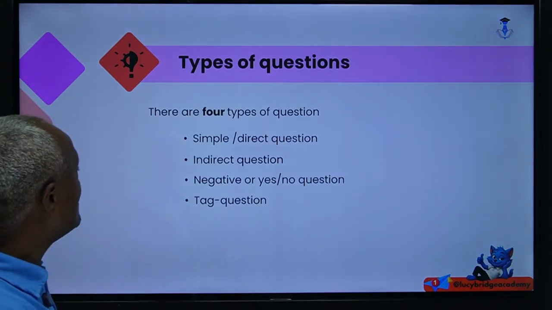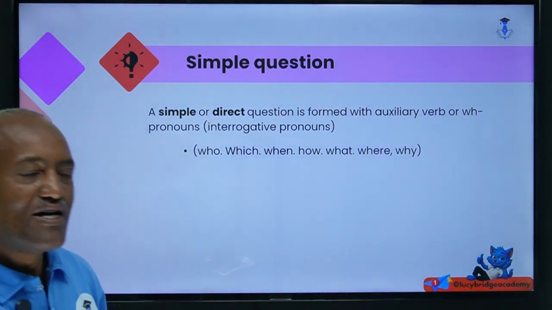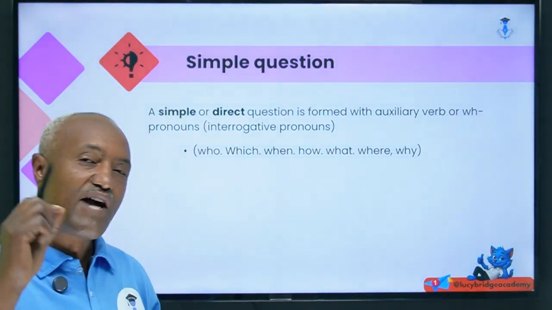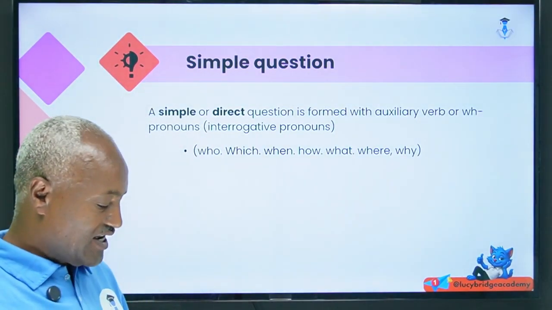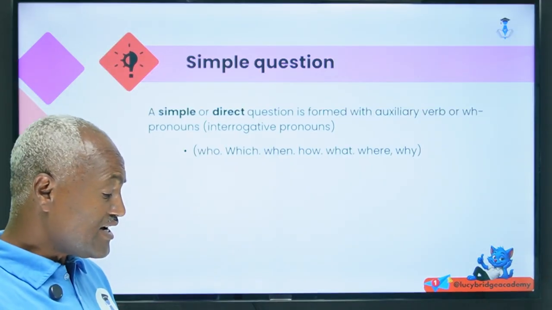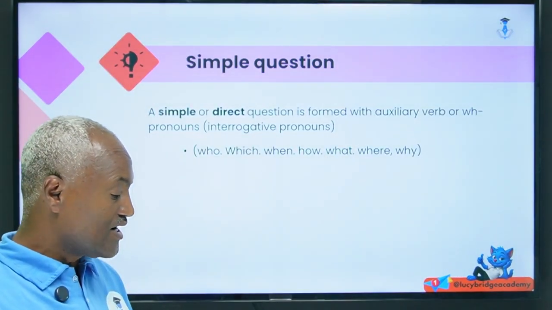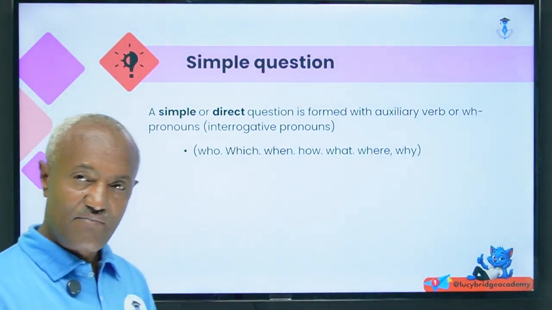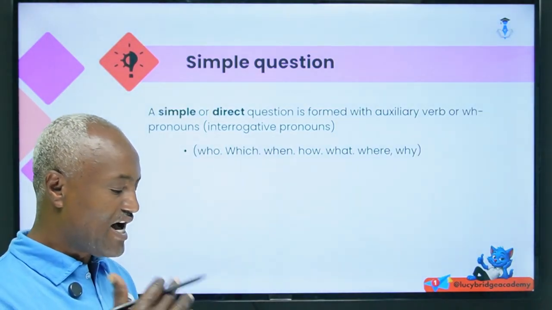So when we say simple question, the first one, what does it mean? Basically, we form a question with an auxiliary verb or else WH. This is what you have to remember. So a simple question or direct question is formed with an auxiliary verb or WH pronoun, sometimes we call it interrogative pronoun, like who, which, when, how, and like that.